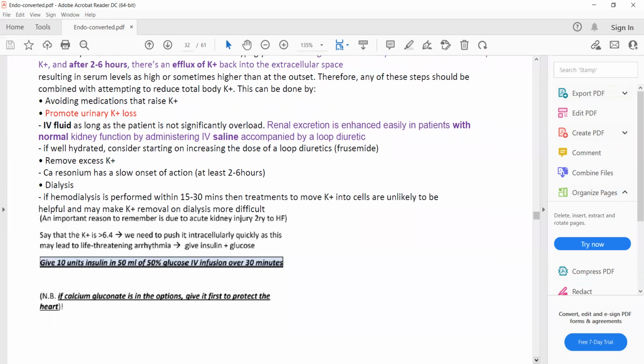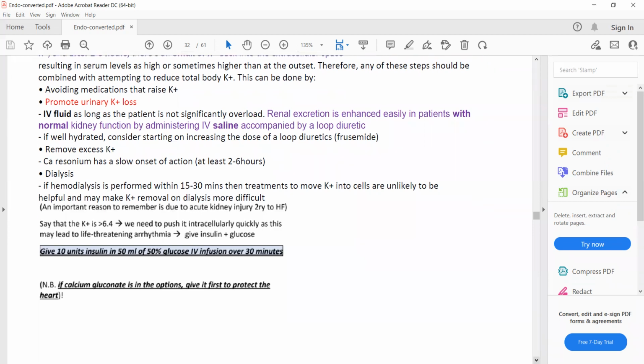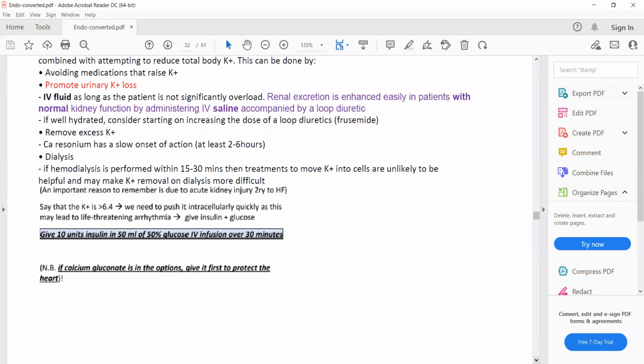So what is the dose of insulin and dextrose water? Usually 10 units of insulin in 50 ml of 50% dextrose or glucose solution are given over 30 minutes.